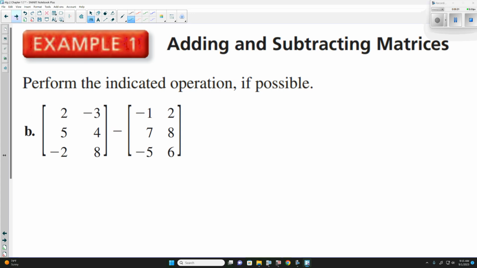Perform the indicated operation if possible. So here we're subtracting. Now the first matrix is a 3 by 2. The second matrix is also a 3 by 2. So we can subtract the corresponding elements. So we'll start with 2 minus negative 1. Then we'd have negative 3 minus 2.